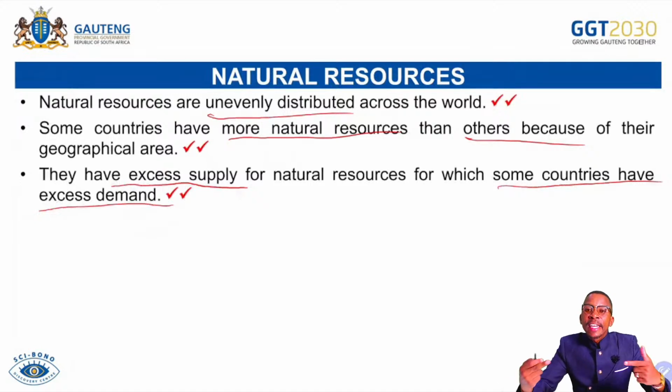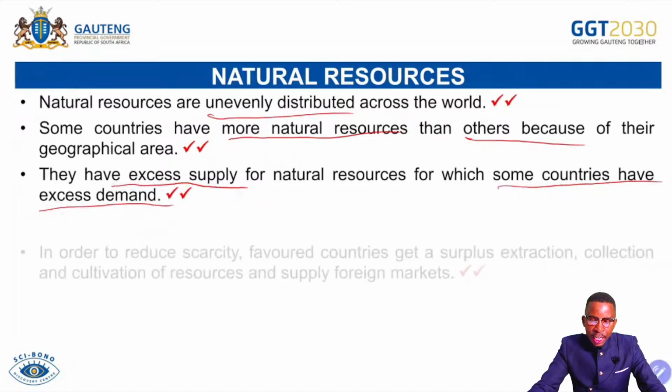What happens? That creates international trade. Now, what I don't have, you supply me. What you don't have, I supply you. So that creates international trade as we exchange.